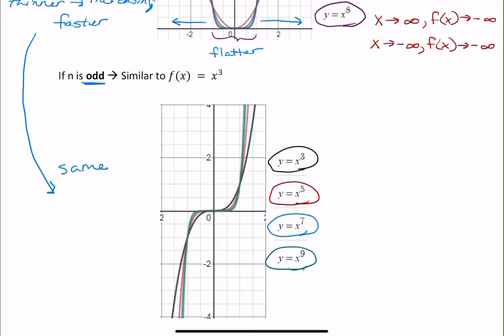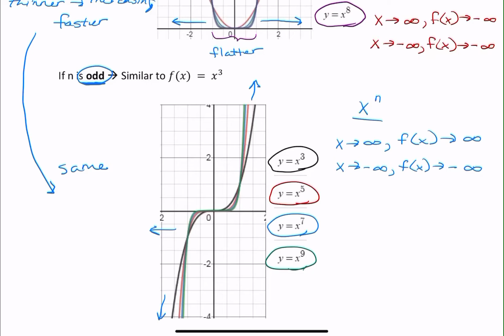Now, depending on what the sign of our x to the n here, again, and this time we're dealing with an odd, they're going opposite directions. So as x is approaching positive infinity, f of x is approaching infinity. But if you're going to negative infinity, your f of x is going to negative infinity also. So as x approaches infinity, f of x approaches infinity. But as x goes to negative infinity, f of x goes to negative infinity. So they're going opposite directions.